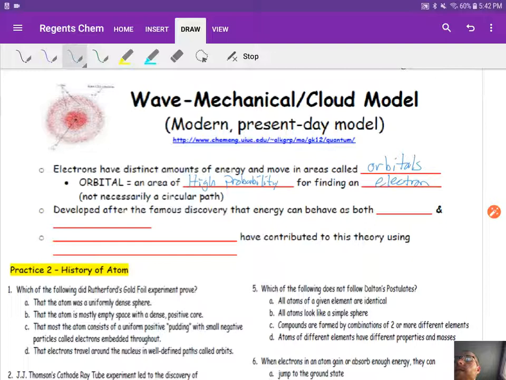So this was developed after the famous discovery that energy can behave both as waves and particles. That was some of Einstein's work. Many scientists, though, more than what I've listed here, have contributed to this theory using X-ray diffraction, which we're not going to even really talk about, but that's the technique that they use. So guys, that's been a brief history of the atom, kind of to where we are today. So go ahead and practice, and I'll see you in the next video.